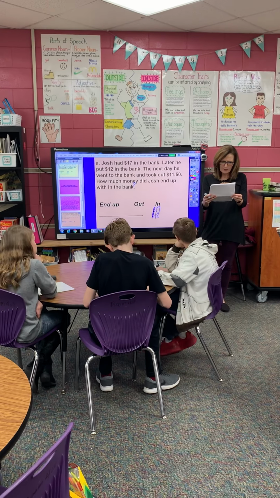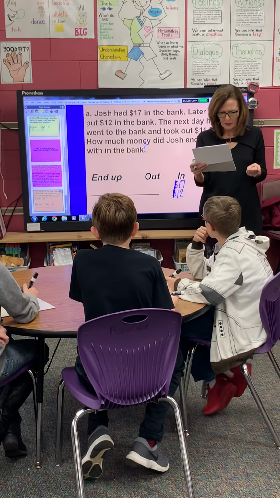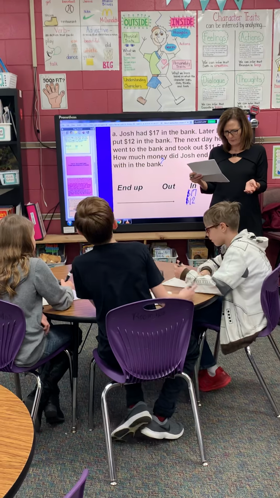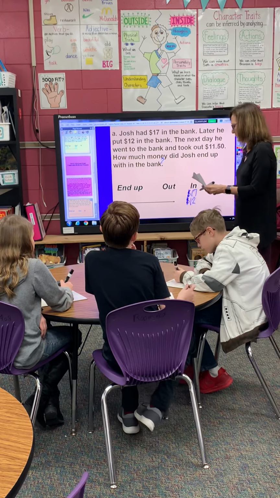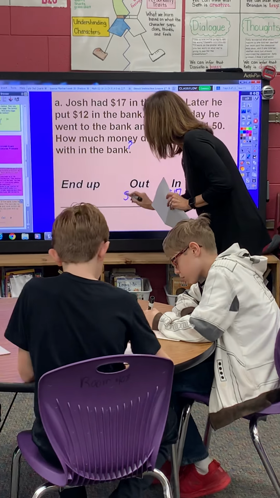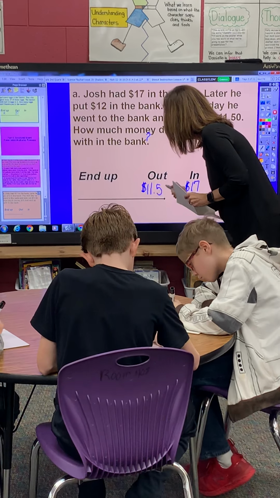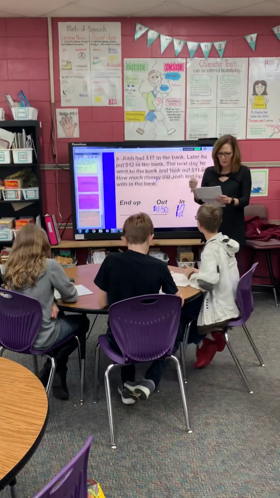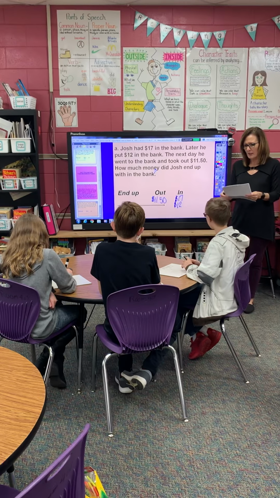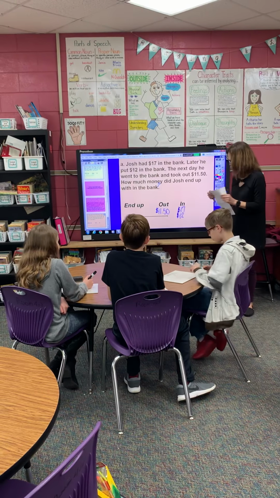Do we know how much money Josh took out of the bank? Yes, we do. How much money did he take out of the bank? $11.50. So we're going to write $11.50 under the out part of the formula. Now we need to add the amounts that went into the bank. Say the problem. 17 plus 12.